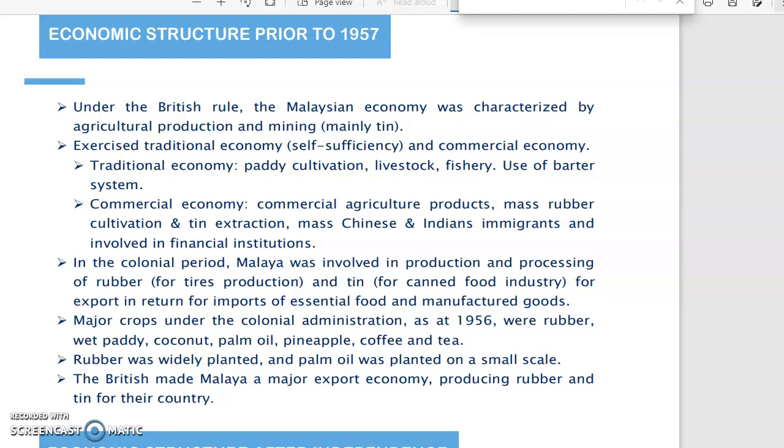So prior to 1957, our Malaysian economy was characterized by agricultural production and also mining production. So we practiced a traditional economy, for self-sufficiency, and also a commercial economy. The traditional economy was paddy cultivation, livestock, and fisheries, while for the commercial economy we did mass rubber cultivation and also tin extraction. During that time, the British made Malaya a major export economy, producing rubber and tin. So these are two of our main exports.